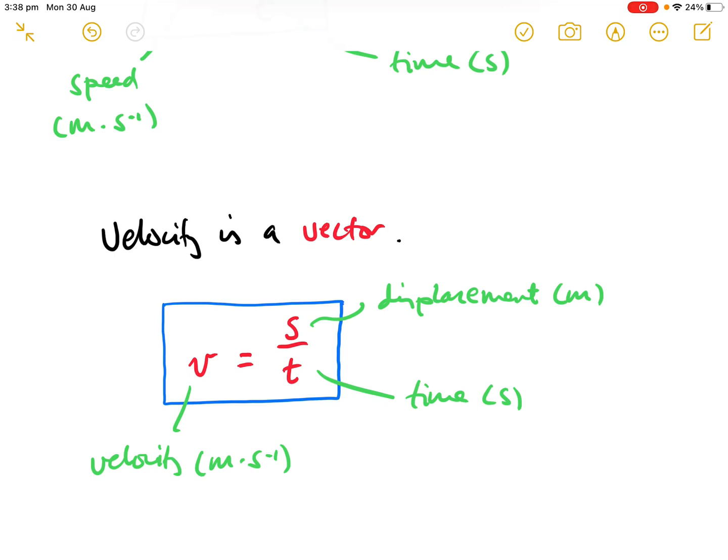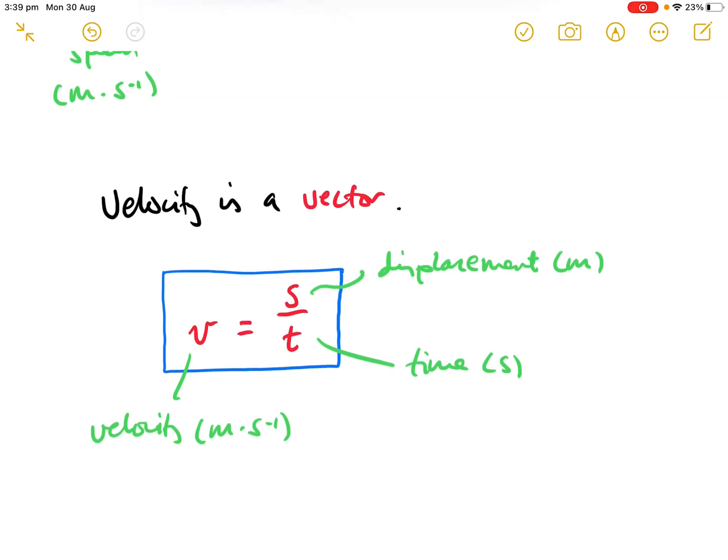Now I should say it is possible to have displacements and distances in kilometers and times in hours, so you should be able to work with those non-SI units if required. Okay, so that is the difference between velocity and speed, and between a vector and a scalar quantity.